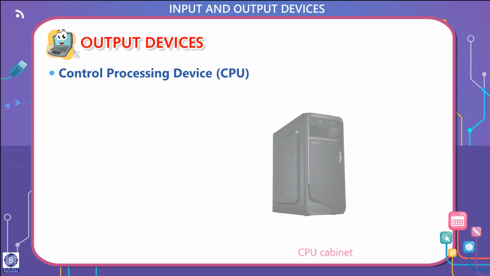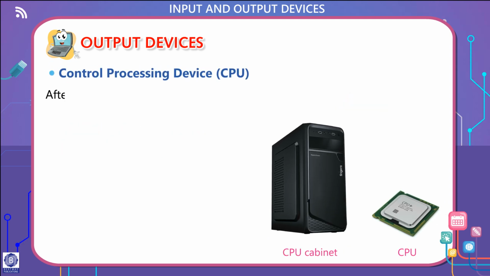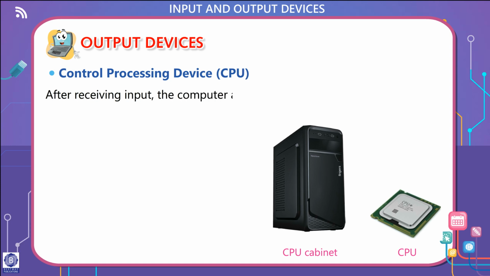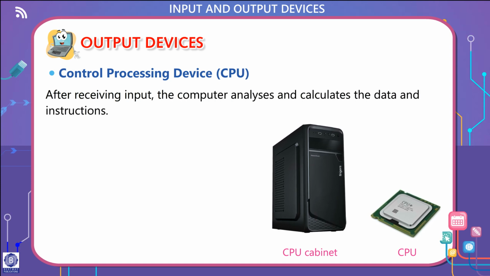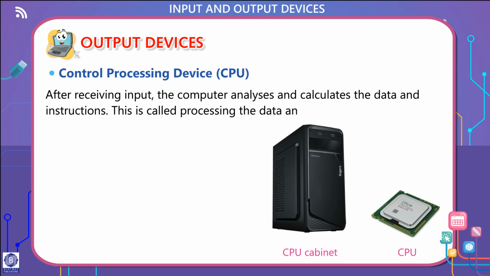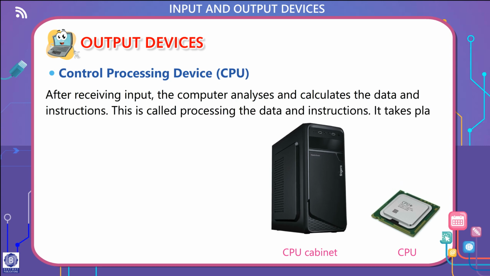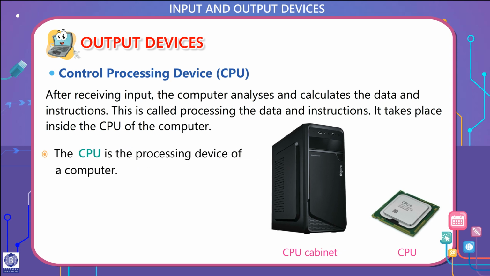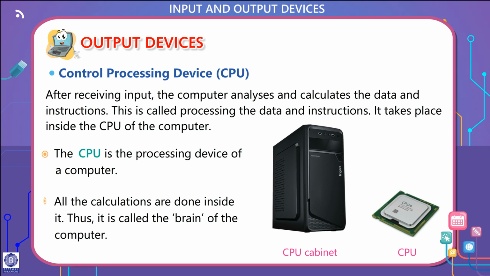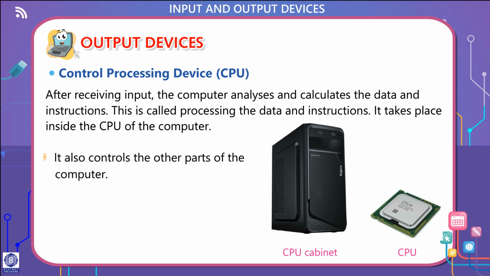Control processing device. CPU. After receiving input, the computer analyzes and calculates the data and instructions. This is called processing the data and instructions. It takes place inside the CPU of the computer. The CPU is the processing device of a computer. All the calculations are done inside it. Thus, it is called the brain of the computer. It also controls the other parts of the computer.